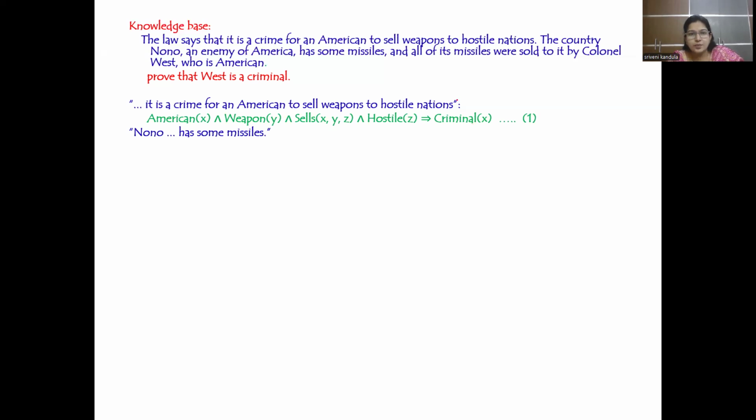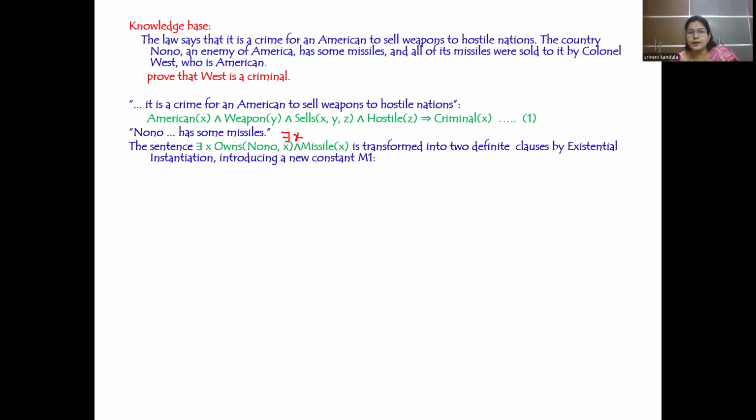Then the next statement: the country Nono, an enemy of America, has some missiles. So first we are talking about the country Nono. So Nono has some missiles. Since here we have some, we will be using the quantifier for some X. This is called an existential quantifier, for some. So we will be writing it as for some X, Nono owns X. What is this X? X is nothing but a missile.